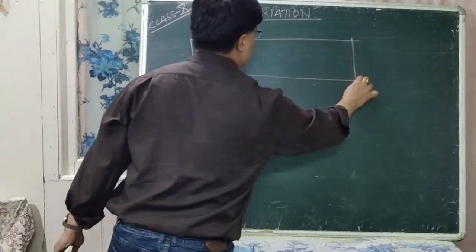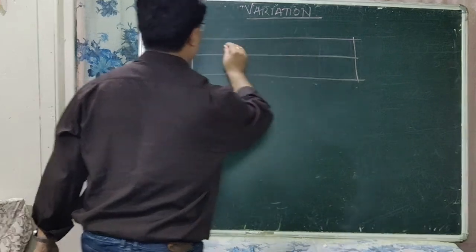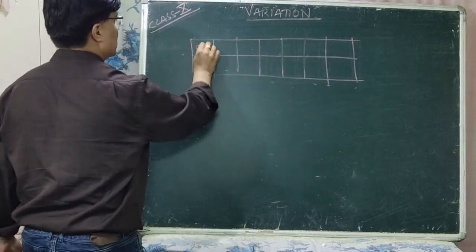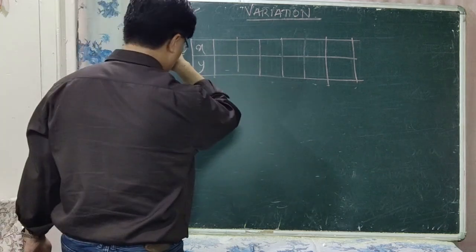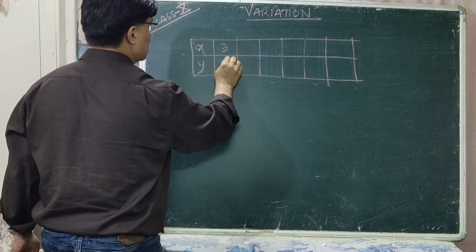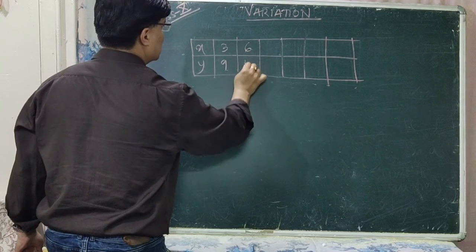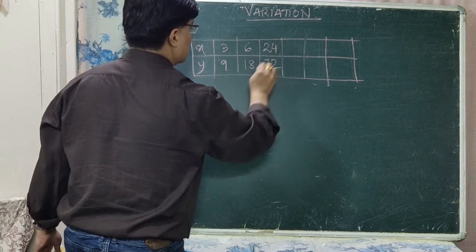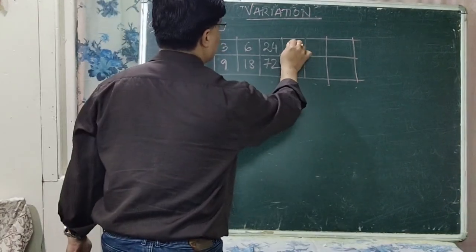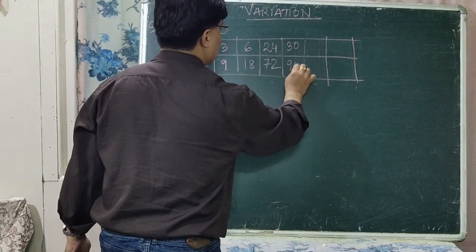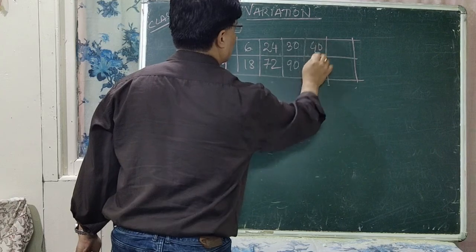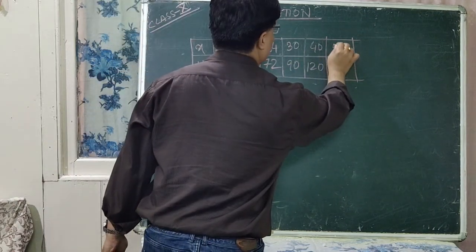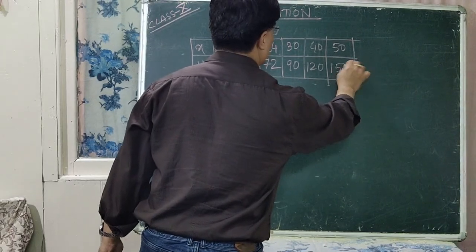So let us take this example now. So this is x, y, right? Now, this is 3, this is 9, this is 6, 18, this is 24, 72, right? And this is your 30, this is your 90, this is your 40, this is 120, okay? Then next is 50, this is your 150, right?